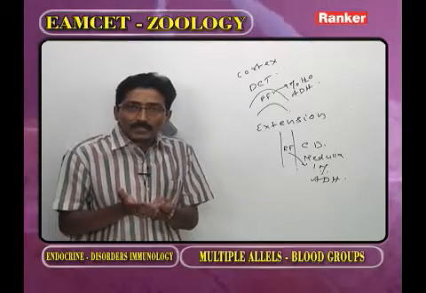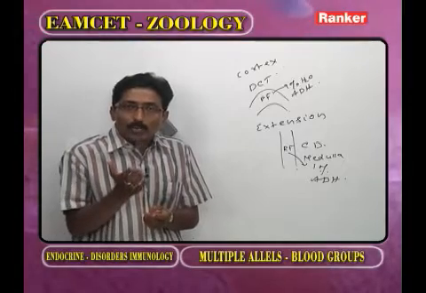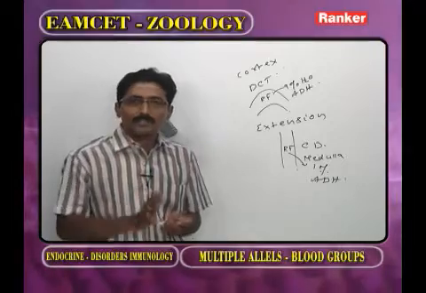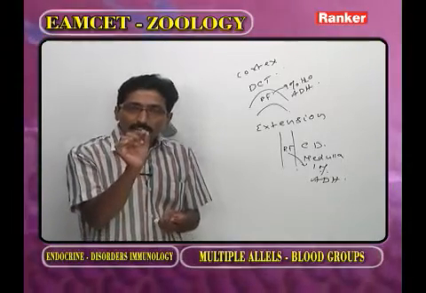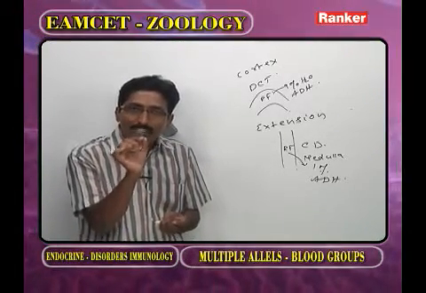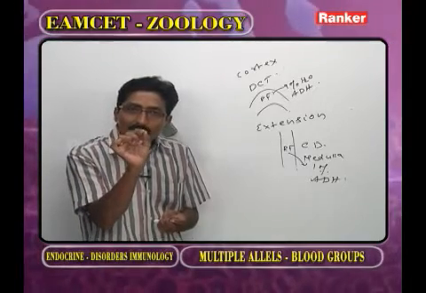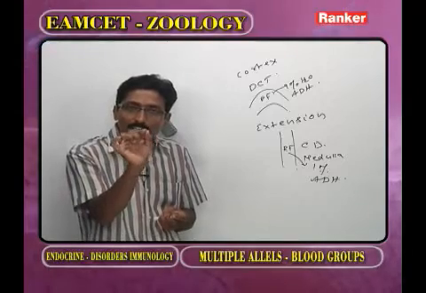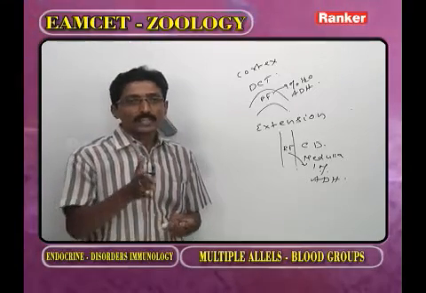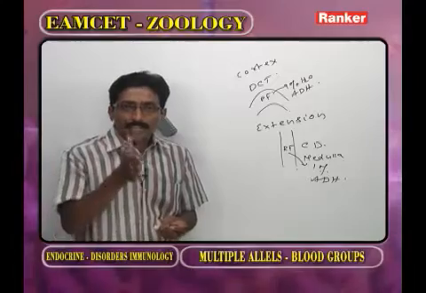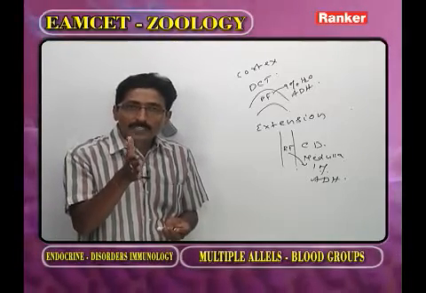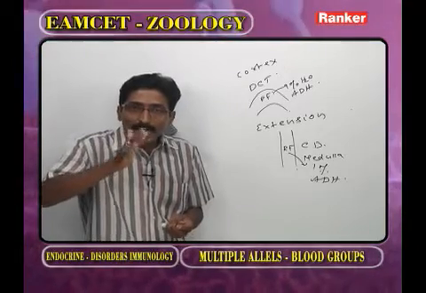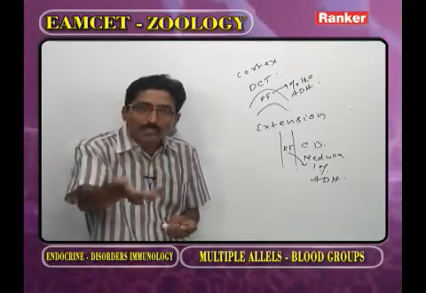Now, the mother gives milk to the young one. For how many days does the mother generally give milk to the young one? At least 6 months. Now, the young one gets milk from the mother's body. In the initial days, the milk coming from the mother's body is slightly yellow in color. That we call colostrum. In the colostrum, what is present? Antibodies are present. It means from the mother's body, the antibodies are transferred to the baby.